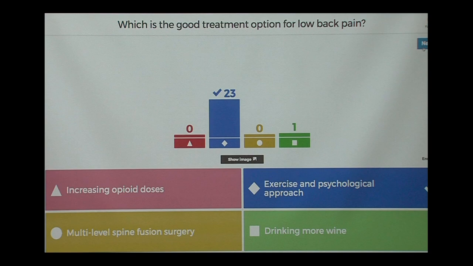But increasing opioid dose, as I told you, we use opioids, but we don't need to increase them. We need a multiple medicine combination. And for spine surgery, there is very little information about this. For chronic pain, exercise and the psychological approach are very important. And drinking more wine, probably, but I don't know. It's not the best option. Thank you very much. We'll have the questions later.